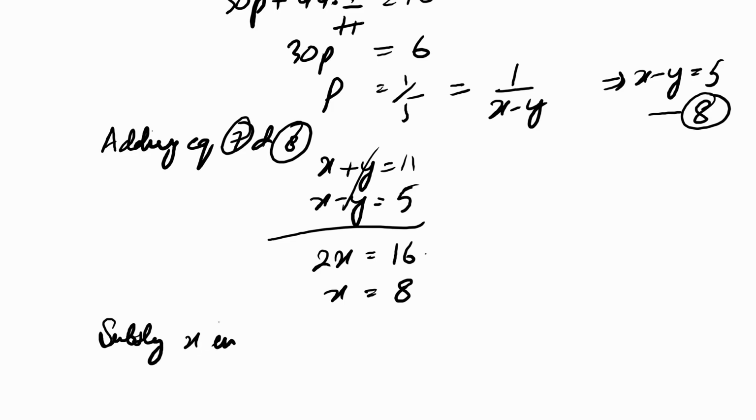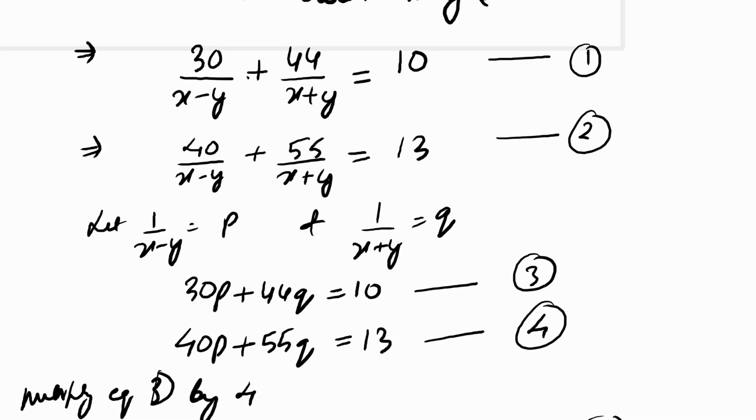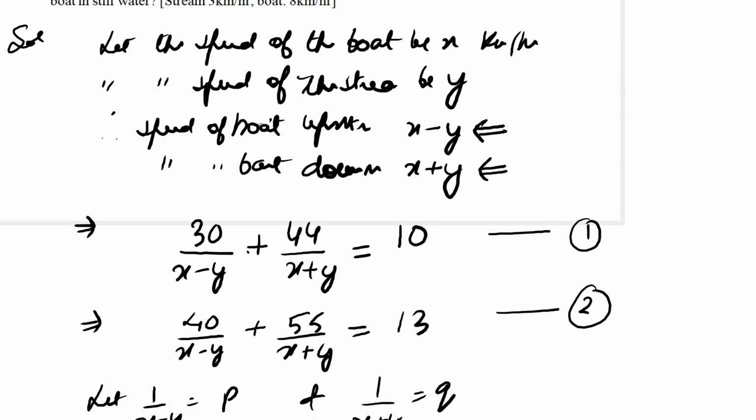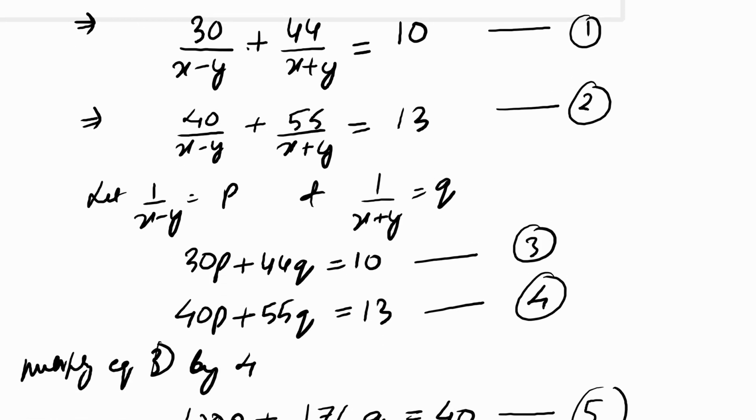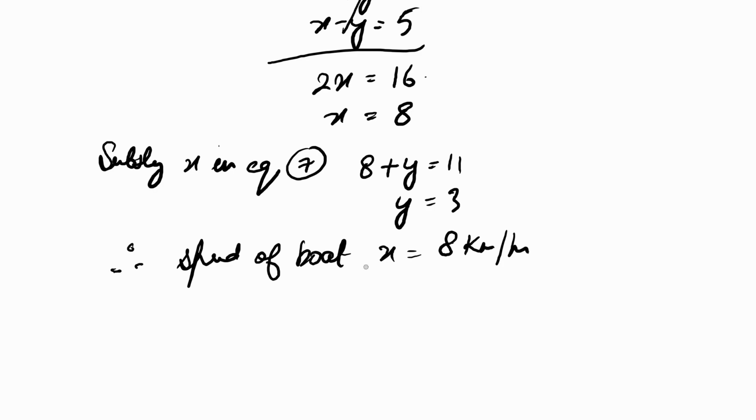substituting x in equation 7, that is 8 plus y is equal to 11. So y is equal to 3. Now what was x? Let's go back and see. X was the speed of the boat, I think. Let the speed of the boat be x and speed of the stream be y. So speed of boat x is equal to 8 km per hour and speed of stream y is equal to 3 km per hour.